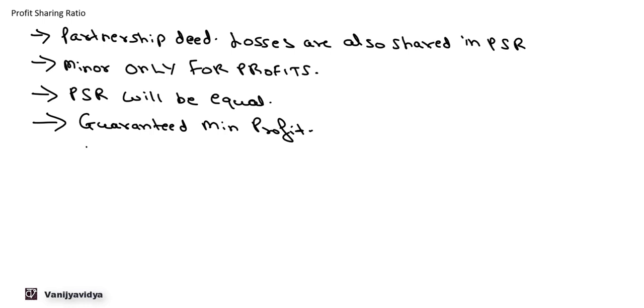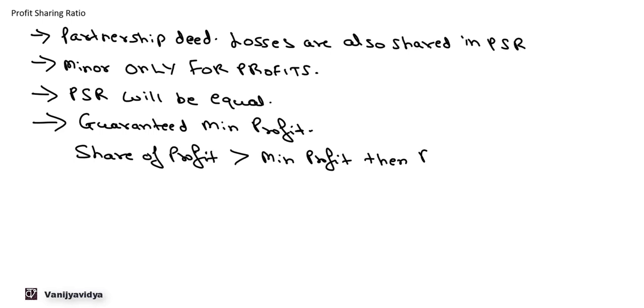Let us see here. If the share of profit is greater than minimum profit, then normal profit sharing ratio will apply. If share of profit is less than minimum profit, then whatever is the deficiency, that is the difference between the minimum profit and the share of the profit, that will be borne by the other partners in PSR.